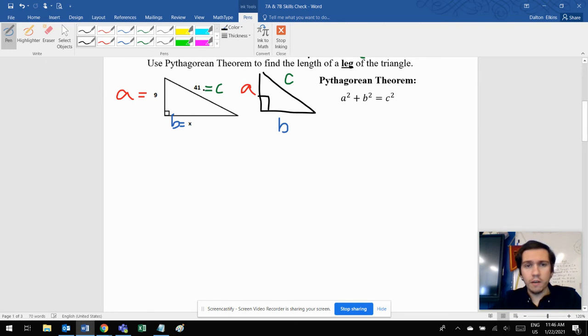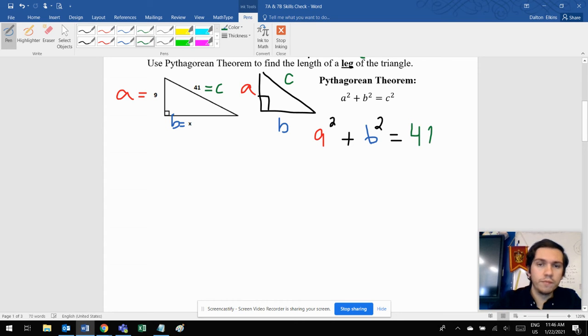So that's why we use Pythagorean theorem. We have our A, B, and C value, and I'm going to go ahead and plug in what we do know into this theorem over here. So we agreed A is 9, so I get 9 to the power 2. B, we don't know. That's the missing piece that we are trying to find, so I'm going to leave that as B to the power 2 then. And then C we know is 41.